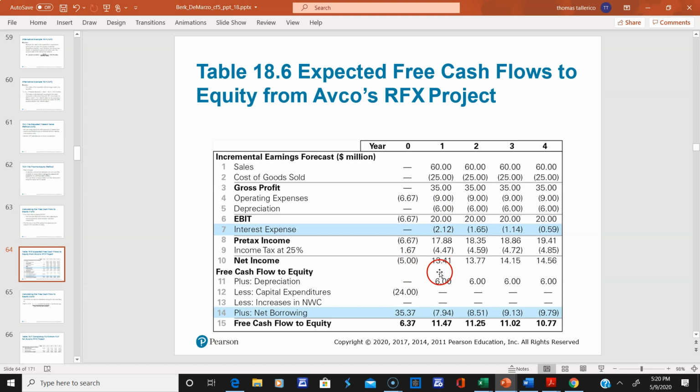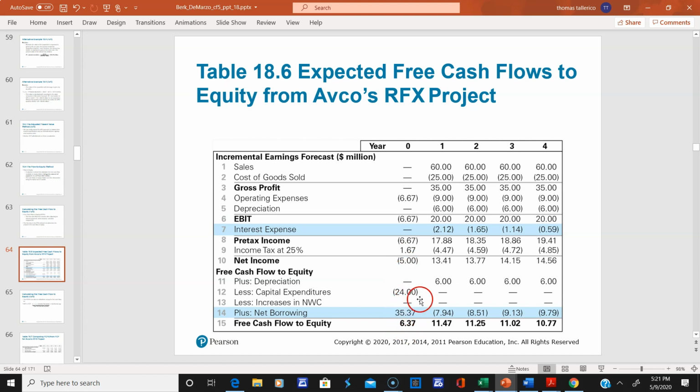So here's the depreciation getting put back on. Everyone see that? Here the depreciation comes off, and here the depreciation goes back on. Here's your capital expenditures. Here's the borrowing, the money you're borrowing, because it's for the debt equity ratio. So here's your free cash flow to equity, and it comes out to 6.37. Here's your net income and your capital expenditures. These are negative. Here's the money you borrowed, so you're left with this amount of money.